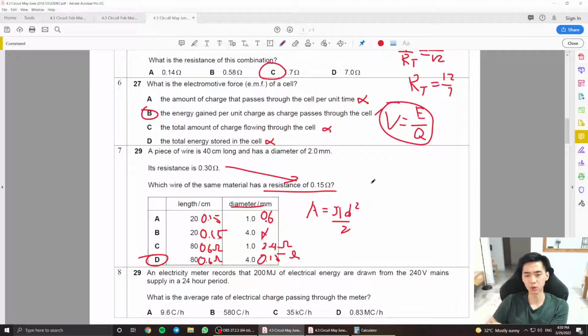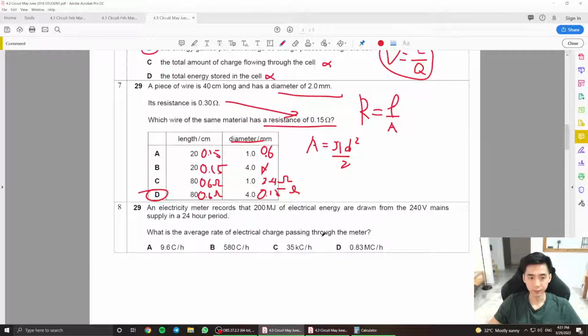In these kinds of questions, it's always good to remember that the resistance is length over area. When you double up the diameter, you actually quadruple up the area, which is going to cause the resistance to quadruple down as well. Always remember that resistance and area are inversely proportional to each other.